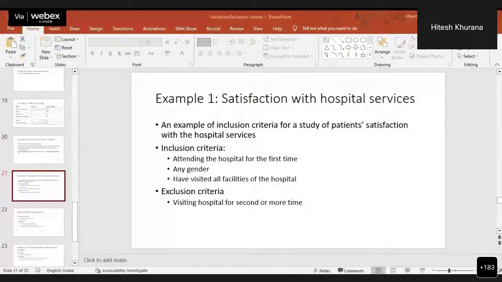Minimum two facilities. Yes. Sir, your voice is not clear. Minimum two facilities. Am I audible now? Is it okay now? Minimum two facilities. Yes, this can be taken.